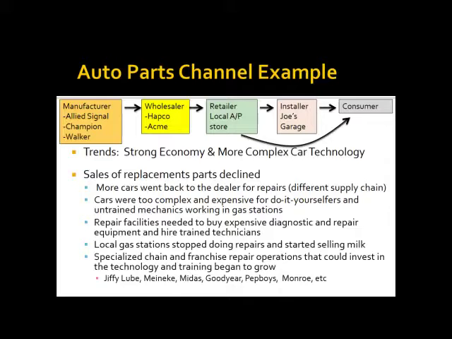Lastly, as the number of independent garages and gas stations declined, specialized chain stores and franchises popped up because they can make the investment in technology and training. So now you could take your car to Jiffy Lube, Meineke, or Midas, or Goodyear, or Goodrich, or Pep Boys, or Monroe, different larger companies that either franchise or owned many multiple locations.